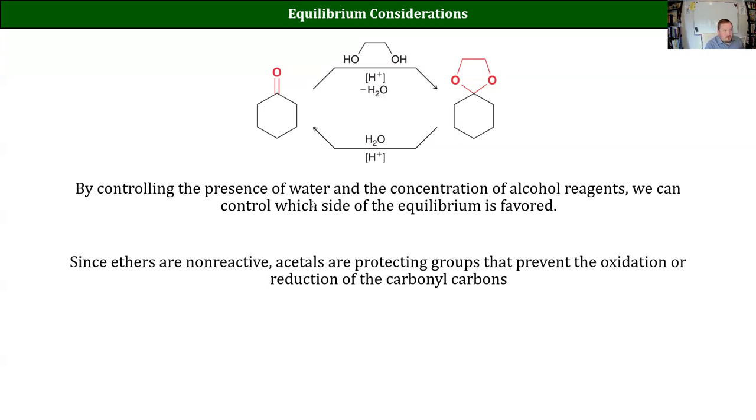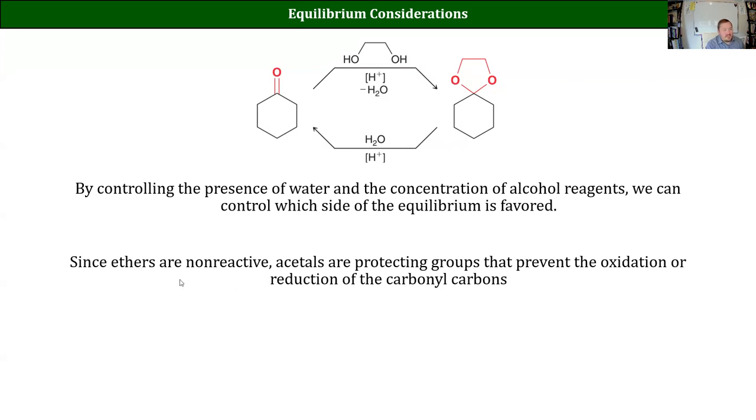If we can control how much water we have and what the concentrations are of our alcohol reagents, that's going to allow us to favor one side versus the other, right? Just the same way we were mentioning before, if we take away water, we're going to favor making the acetal. If we add extra water, we're going to favor making the carbonyl.